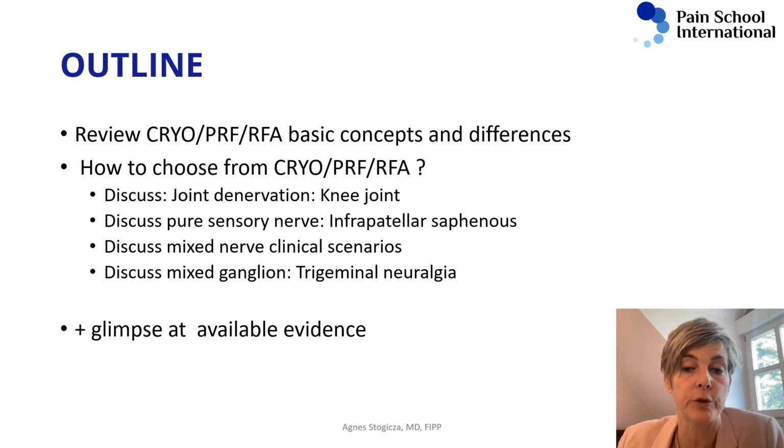So this is the outline of the talk. We're going to review the basic concepts and differences between cryo, PRF, and RFA, and then we'll look at a couple of clinical scenarios to review how we deal with a joint innervation, a pure sensory nerve, a mixed nerve, or a mixed ganglion innervation. And of course, we'll touch on the evidence a bit.